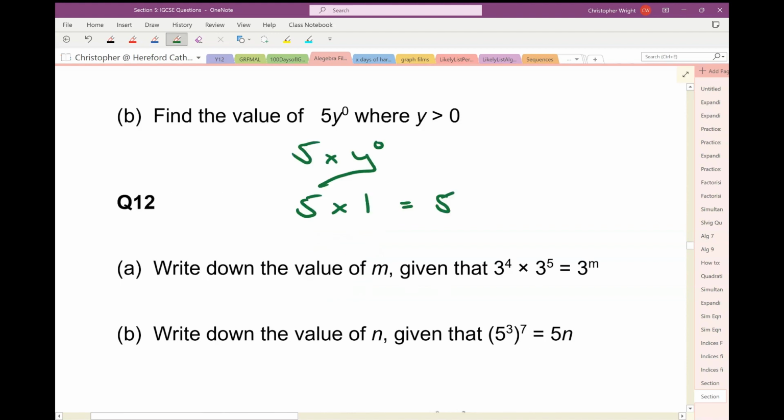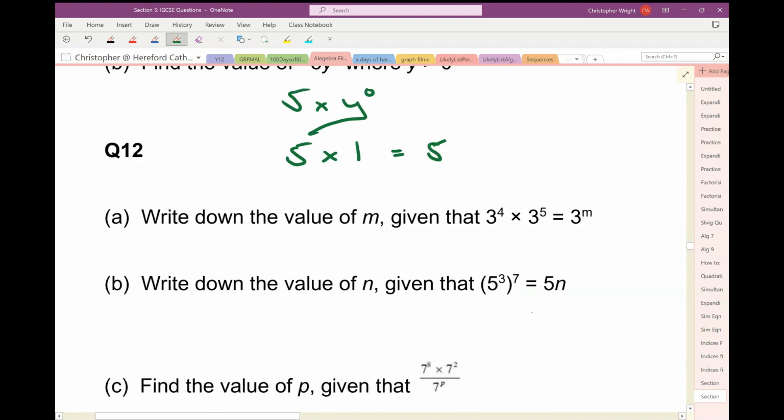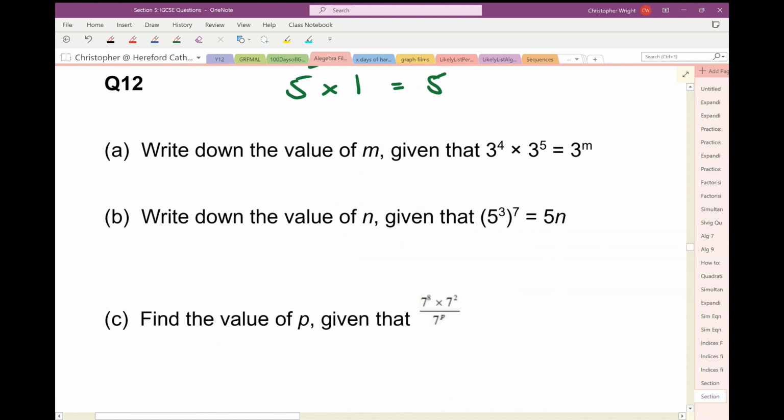Question 12. Write down the value of m, given that 3 to the 4 times 3 to the 5 equals 3 to the m. Well, 3 to the 4 times 3 to the 5 is 3 to the 9, so m must equal 9.